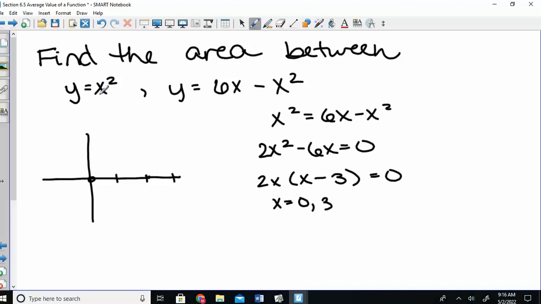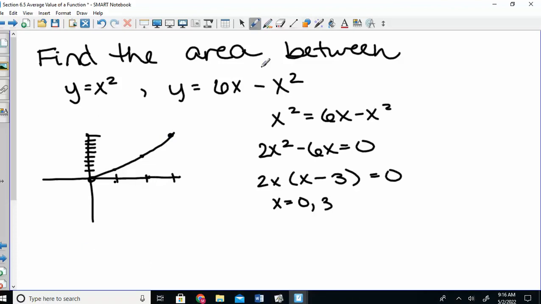You know, if I put in 0, 0 squared is 0. If I put in 3, 3 squared is 9. Okay, you can always do more points. 1 squared is 1. 2 squared is 4. It's just kind of depending on how much you want.